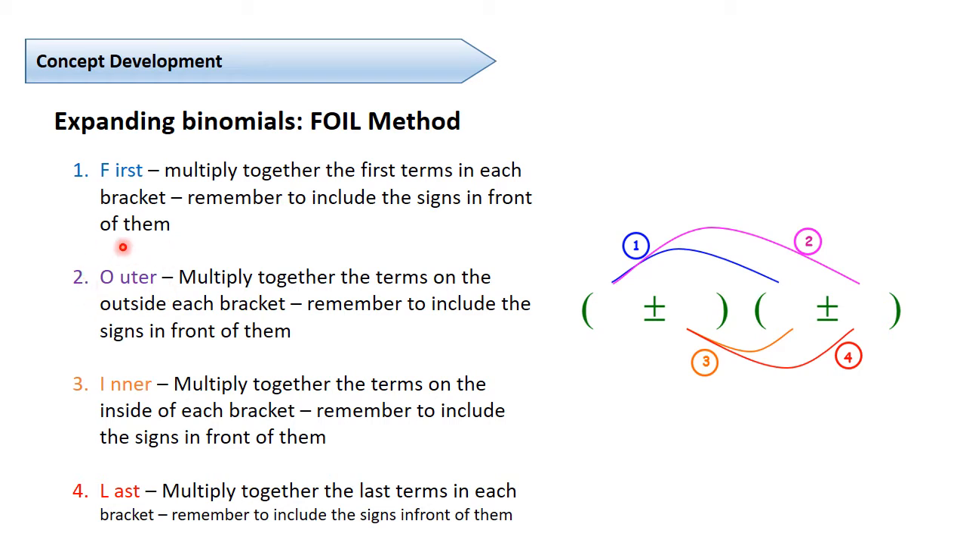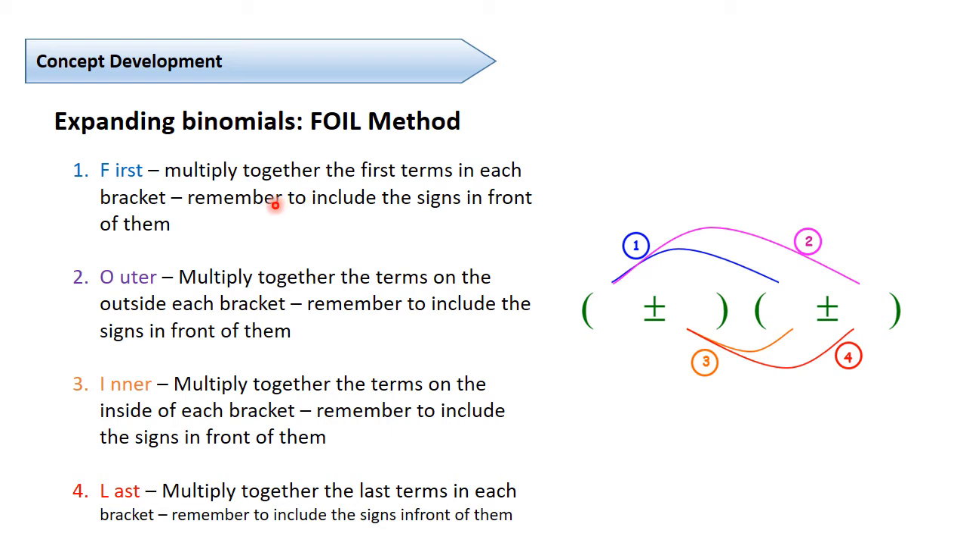Second one is our outer, so we multiply together the terms on the outside of each bracket. These ones here. Third is our inner. We multiply together the terms on the inside. So these two ones that are really close. And then the last ones. We multiply together the last terms in each bracket. We need to make sure we multiply every term in one set by every term in the second set. FOIL helps us remember all of them.